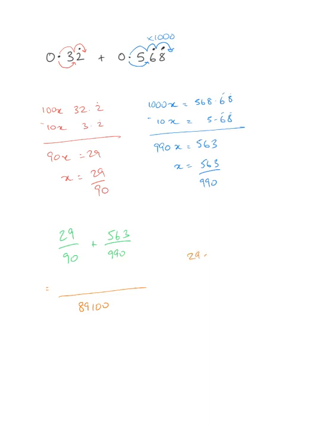I'm also going to work out 29 times 990, which is 28,710. I'm also going to work out 563 times 90. If you remember, we're multiplying one numerator by the other denominator. So we're adding on 50,670, and then it's very easy to finish off from there. We're going to do 28,710 plus 50,670, which is 79,380 over 89,100.